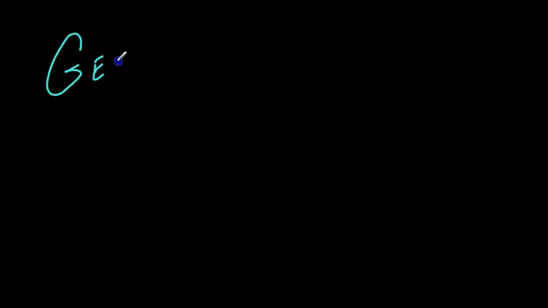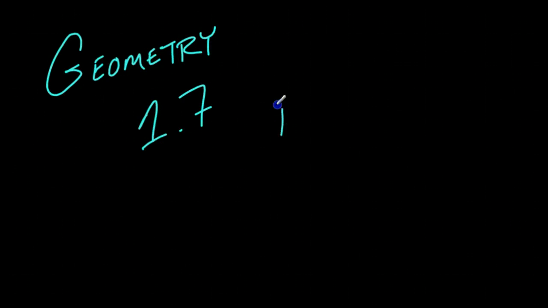Welcome to Geometry. This is Mr. O'Shea. Today we're going to be covering topic 1.7, which deals all about perimeter, circumference, and area.